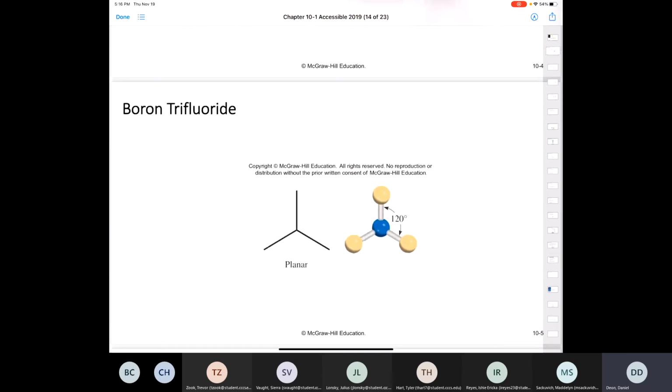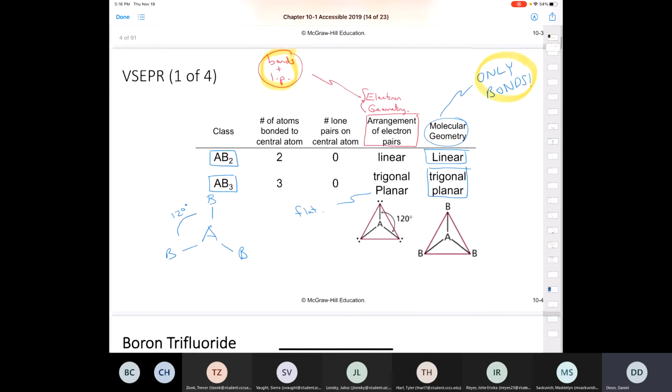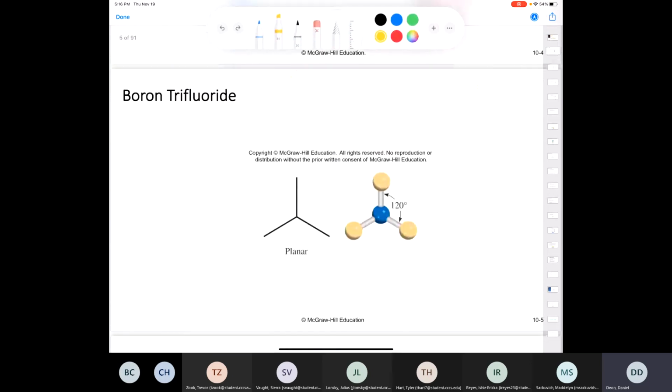Before we move on to that, I forgot one thing. We were talking about trigonal planar, and what would be an example of trigonal planar? It would be BF3, boron trifluoride. Boron is in group 3A. It has 1, 2, 3 valence electrons. Fluorine is in group 7A, 1, 2, 3, 4, 5, 6, 7. So if we draw our Lewis structure of BF3, how are those three fluorines going to get away from each other as far as possible? They're all going to have a bond angle of 120 degrees like that. So we call that trigonal planar. All right, that's the molecular geometry.